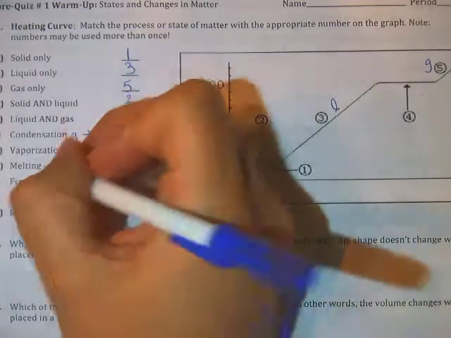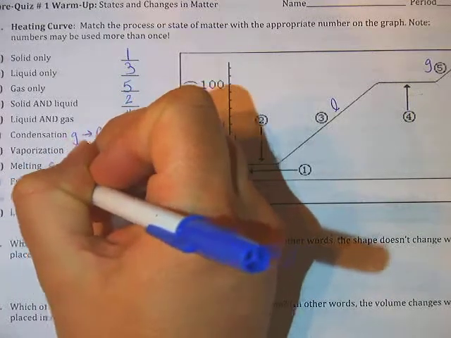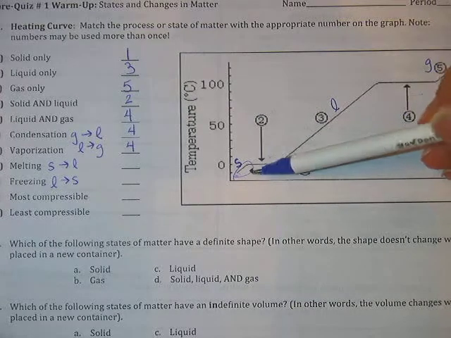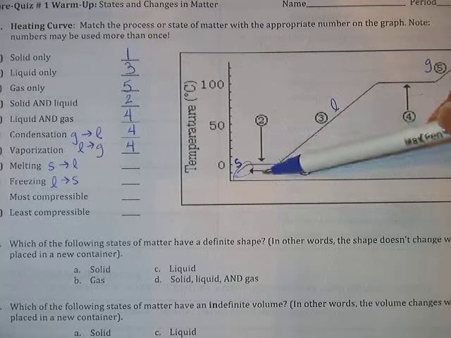Melting and freezing, we know melting is when a solid changes to a liquid. Freezing is the reverse, a liquid changing to a solid. So both of those are going to happen in the section where you have both solid and liquid at the same time. That's section 2.